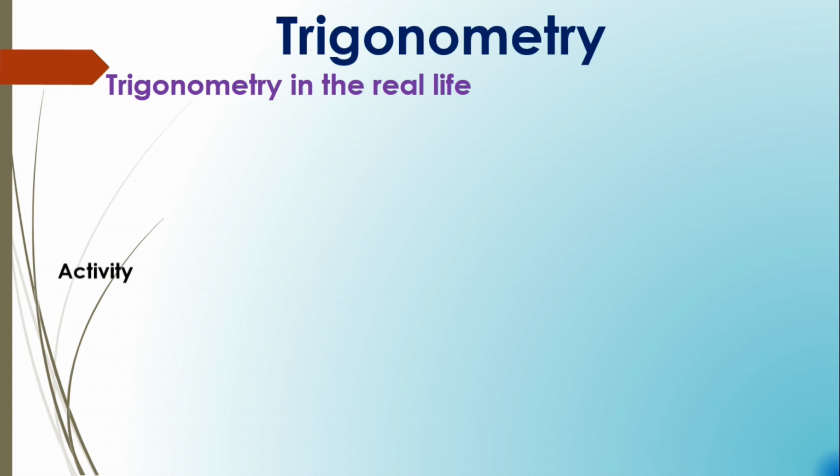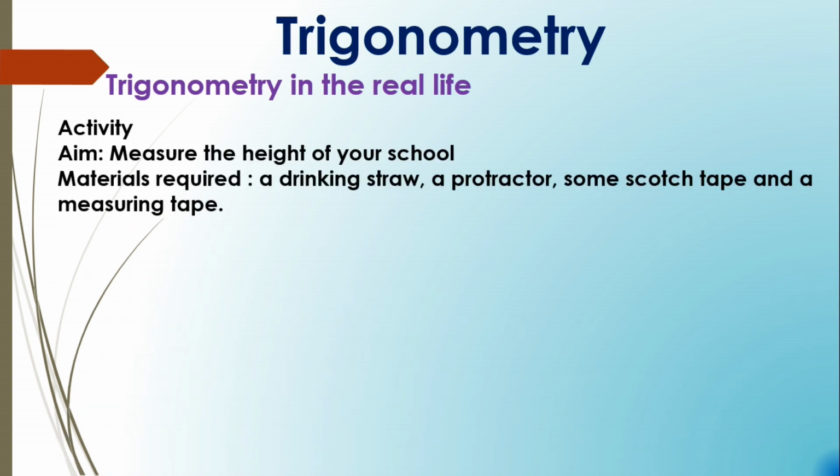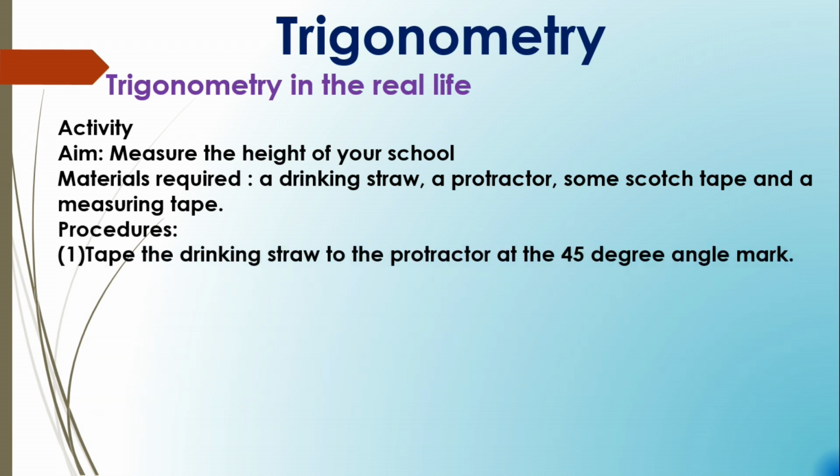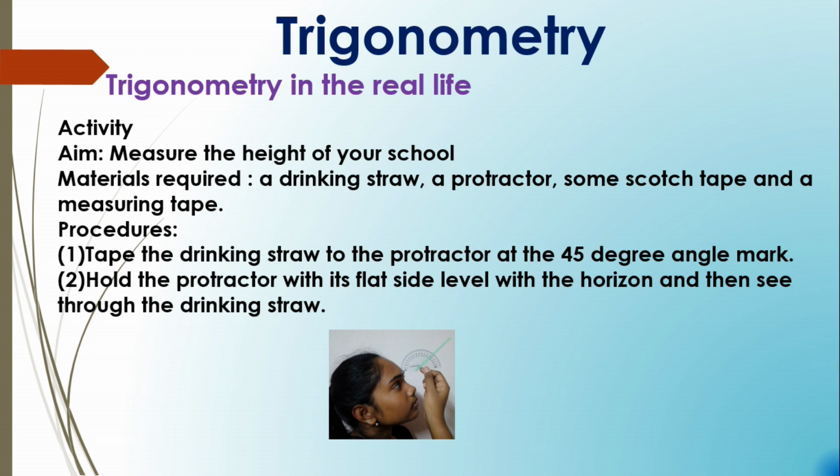To do this, you will need some simple mathematical tools such as a drinking straw, a protractor, some scotch tape, and a measuring tape. The procedures are as follows. First, you tape the drinking straw to the protractor at the 45 degree angle mark. Then you hold the protractor with its flat side level with the horizon and see through the drinking straw as in the picture below.